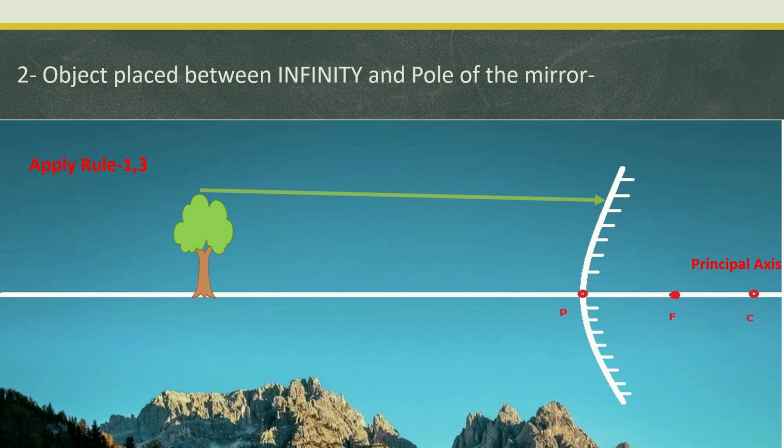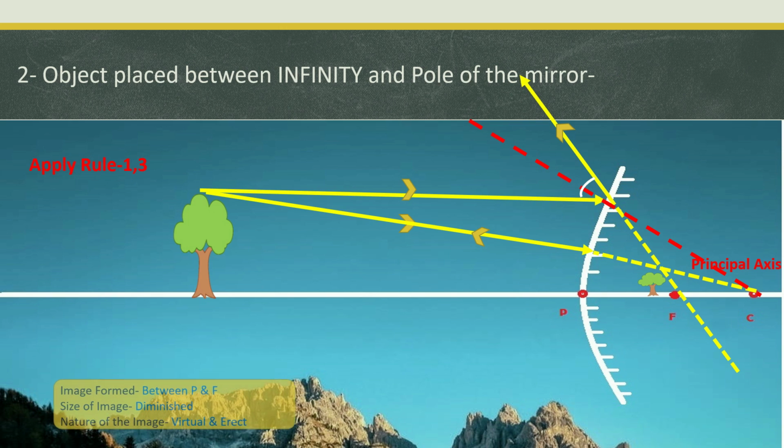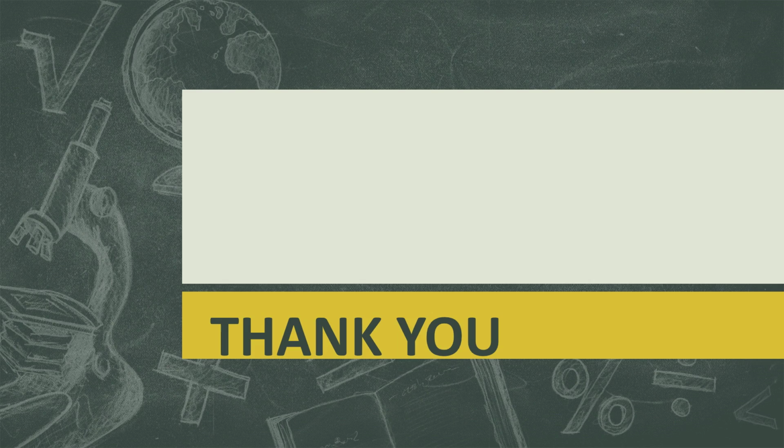In such a condition, we will apply rule number 1 for ray 1, which will be parallel to the principal axis and after reflection will appear to diverge from the principal focus. For ray number 2, we will apply rule number 3, in which the incident ray and reflected ray will follow the same path, while directed through the center of curvature. These 2 rays will be intersecting behind the mirror between P and F. So, the image formed will be diminished, virtual and erect, as there is no real intersection of the rays.